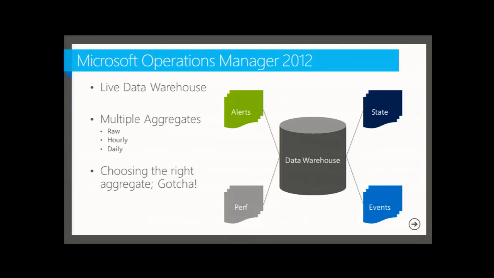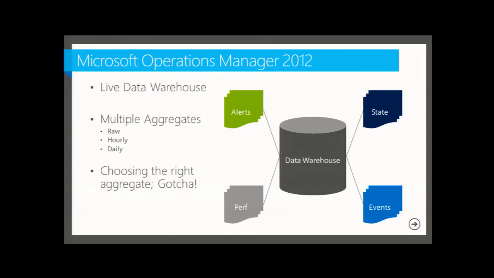The data warehouse is a live data warehouse, so data is written to it at the same time as it is written into the Ops DB. So you're going to find all your information in there. There are 4 key areas that come out of the box that are schemas within the database. We have the alert schema, which collects information about alerts. We have the performance schema, obviously for performance collection. And state, which is measuring our time in state, and our events.